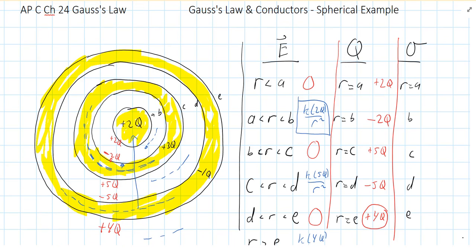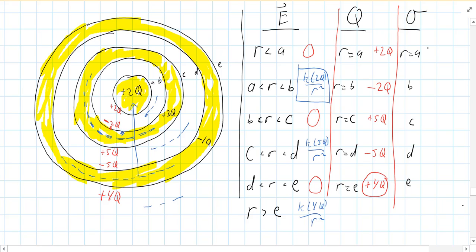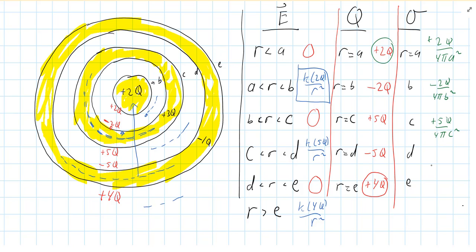Now, for your charge densities, that's really easy. You're just taking whatever charge is here and dividing it by the surface area. So this would be 2q over, what's the area of the sphere with radius a? Well, it's 4 pi a squared, and that'd be positive. For b, it'd be negative 2q over 4 pi b squared. For c, it'd be positive 5q over 4 pi c squared, etc. Okay, I don't even think we have to write D and E out. It'd be the same kind of pattern.